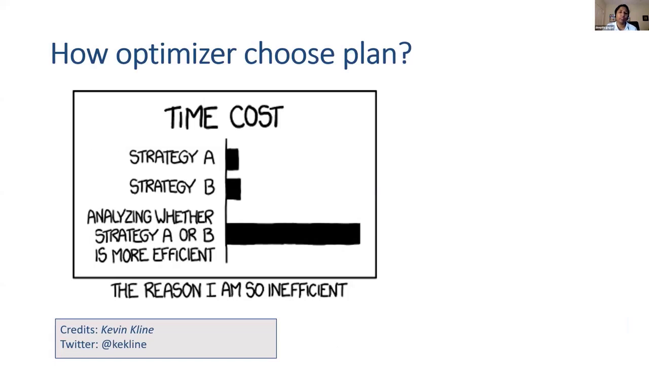In very simple words, for example, if the optimizer chooses strategy A in 3 milliseconds and strategy B in 3.5 milliseconds, and if the optimizer has to analyze whether strategy A is better or B is better, and that analysis would take 5 seconds, then SQL Server doesn't go over there. It will just go ahead and choose strategy A or B for creating an execution plan.